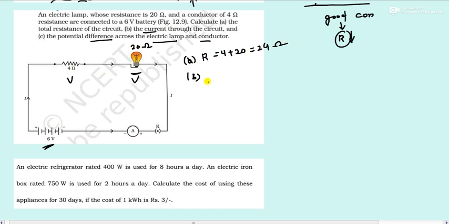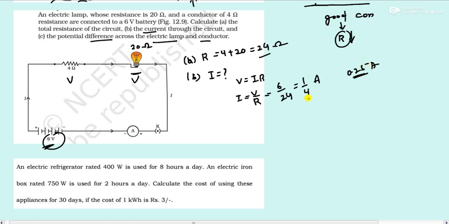Next question is current. So current is unknown, so use Ohm's law. V is equal to IR. I is unknown, so it will be V by R. Voltage given is 6. So 6 divided by resistance, total resistance you have to take 24, which is equal to 1 by 4. You can just write 1 by 4 ampere, or else you can also write 0.25 ampere. Both of them are okay, but try to keep it in fraction form. I will tell you why.